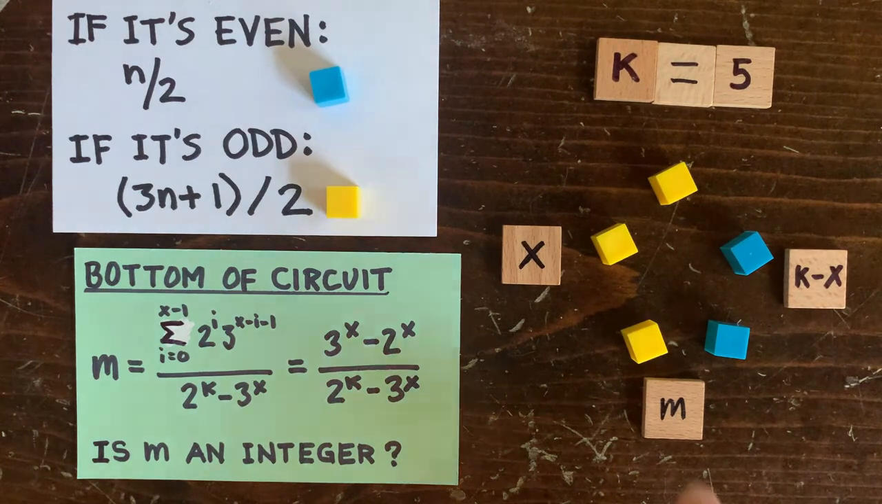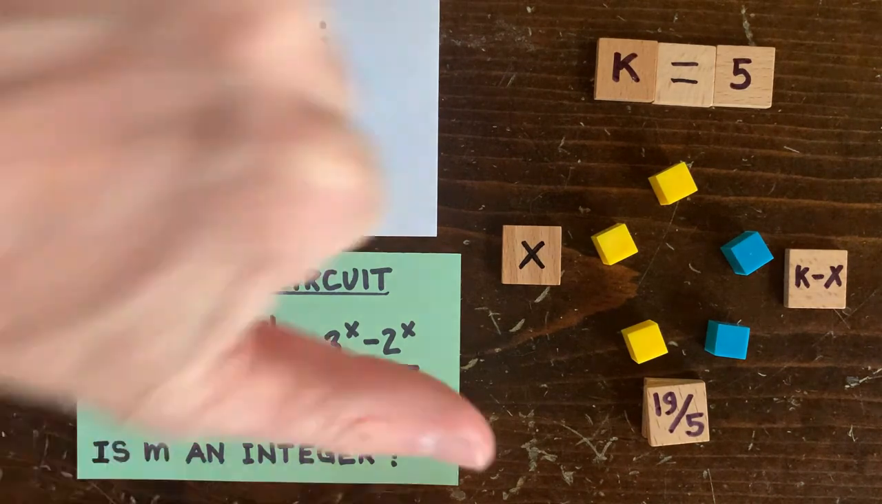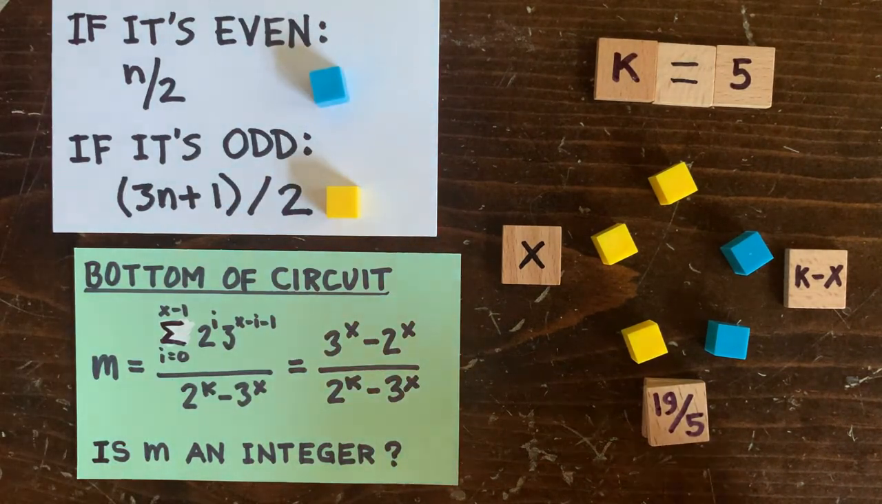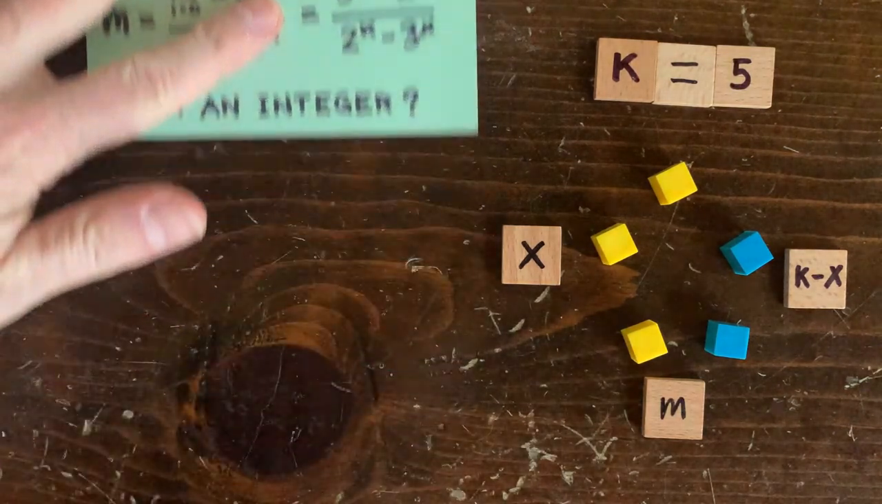For example, here's the loop with 3 ups and 2 downs, and the bottom of this loop is 19/5, not an integer. And we want to show that m is never an integer, no matter how many yellow or blue blocks we want to use.